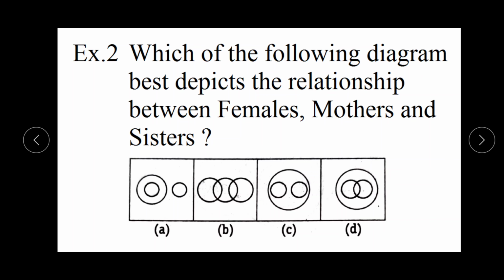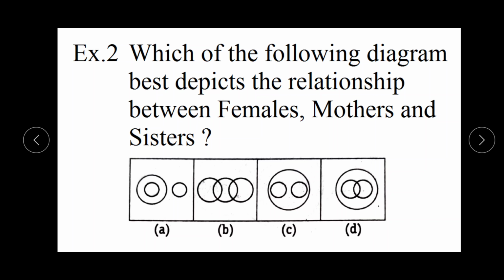One more example on this topic: which of the following diagrams best depicts the relationship between females, mothers, and sisters? Here these are the four options by which we can show the relationship. These are the three classes: female, mother, and sister. And we know that mothers and sisters both are females. It means we can take this one, in which mothers and sisters are completely in females.